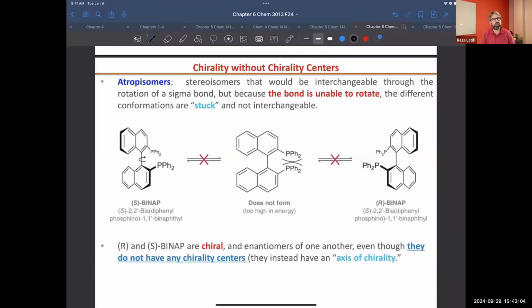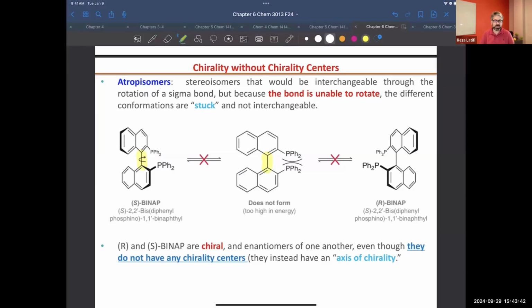How about atropisomers? Atropisomers are molecules that, because of the geometry, rotation around a single carbon-carbon bond is not feasible. In this case, we have a single bond. I'm going to highlight it. That's a single bond, so I'm supposed to get freedom of rotation around that single bond. These two can cross each other, and depending on where they are standing, I get different isomers. I might get R or S, for example.